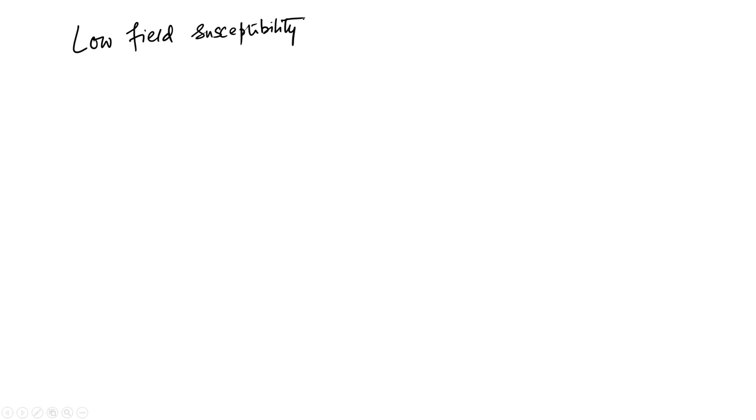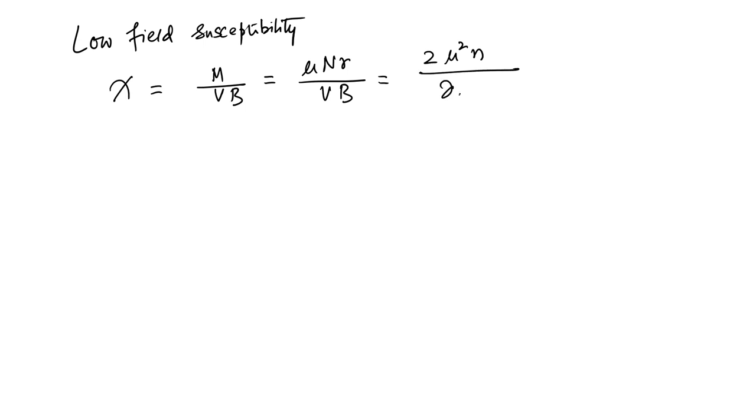and we don't need to mention, but this is of course at low temperature, but even room temperature is low temperature, we know that, or even much larger than room temperatures can be taken as low temperature. So this is equal to chi, so this is equal to m by Vb, and this is equal to mu nr by Vb, which is equal to 2 mu square n divided by this del mu naught del x, which is a function of xn, and this is at x equal to half.